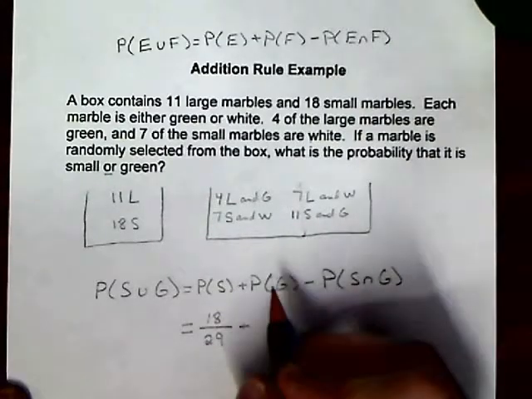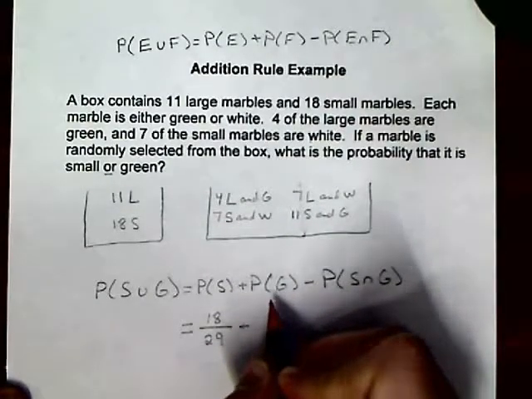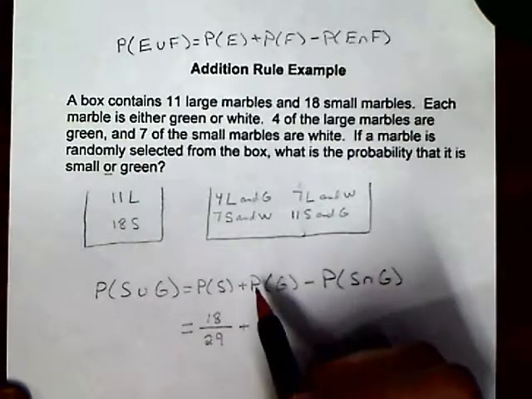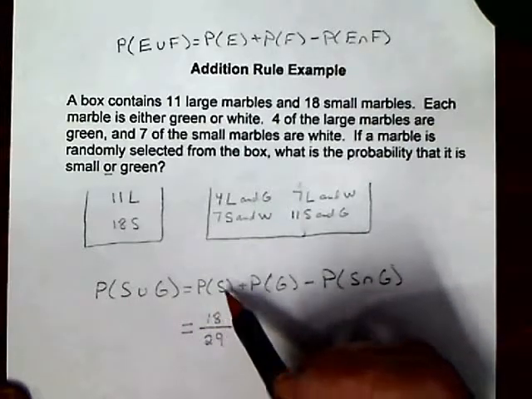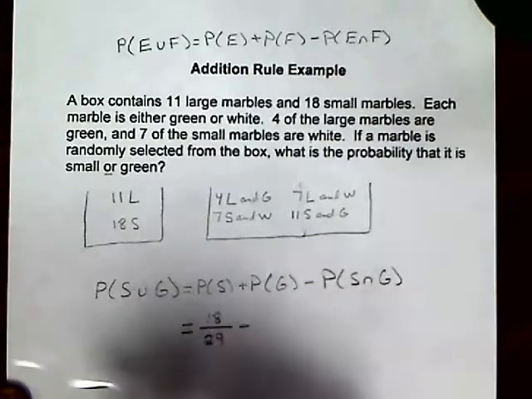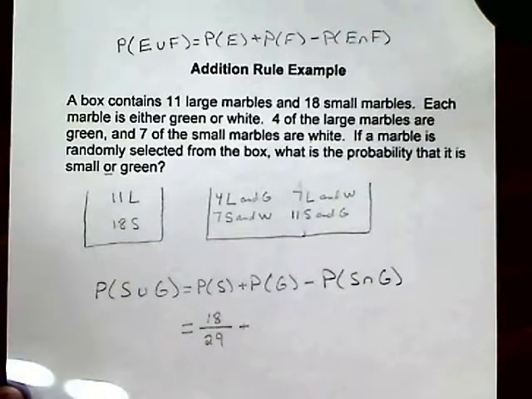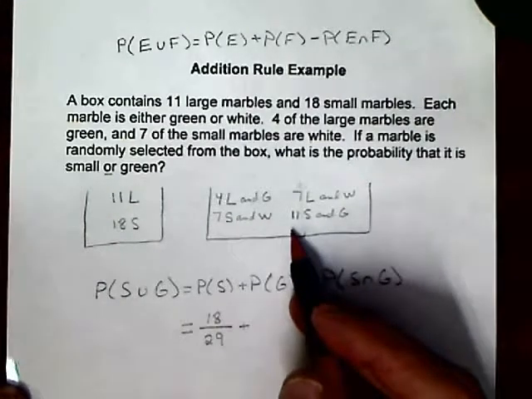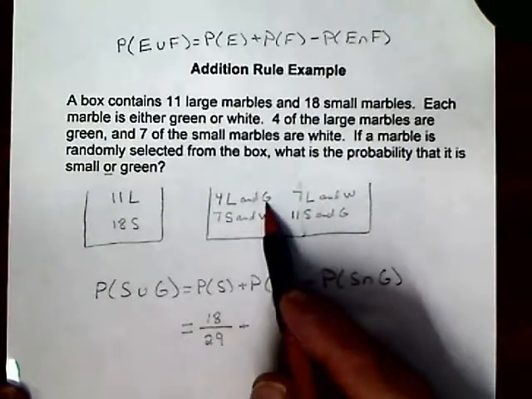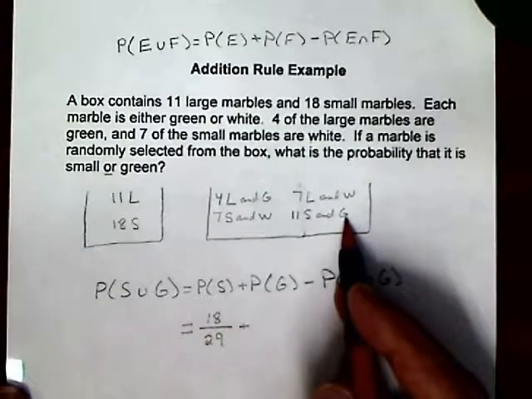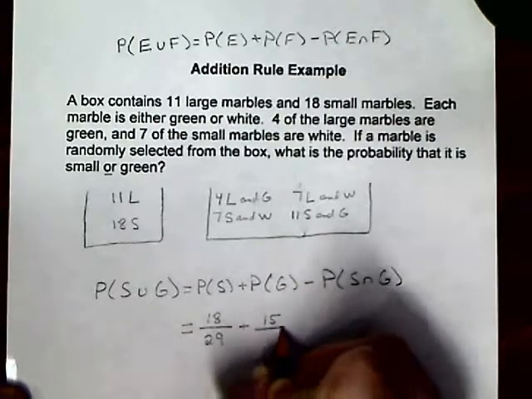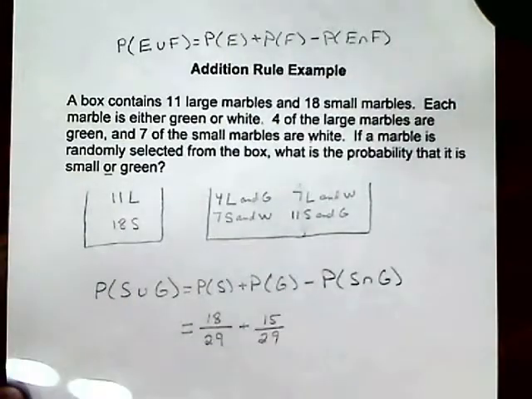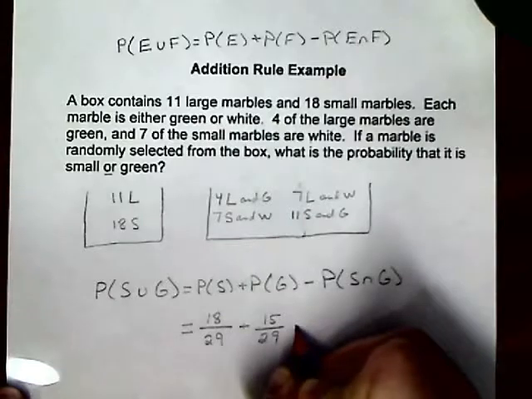Plus the probability of a green marble. Well, I don't quite have a setup like I did for this probability in order to get the probability of a green. But if I look at the information I have in this box here, I've got that 4 basically were green and that 11 were green. So that means that there's 15 total green marbles, and again there's 29 total in the box there. So it's 15 over 29 for that probability.